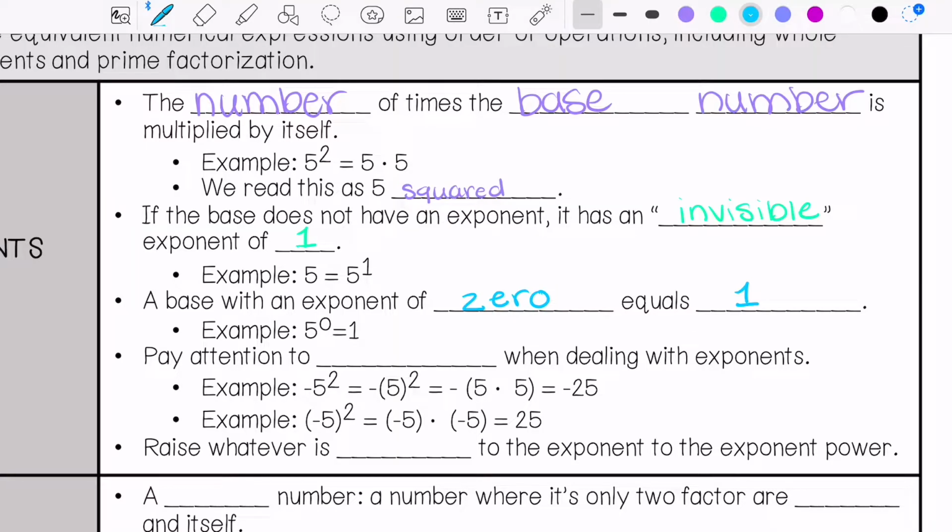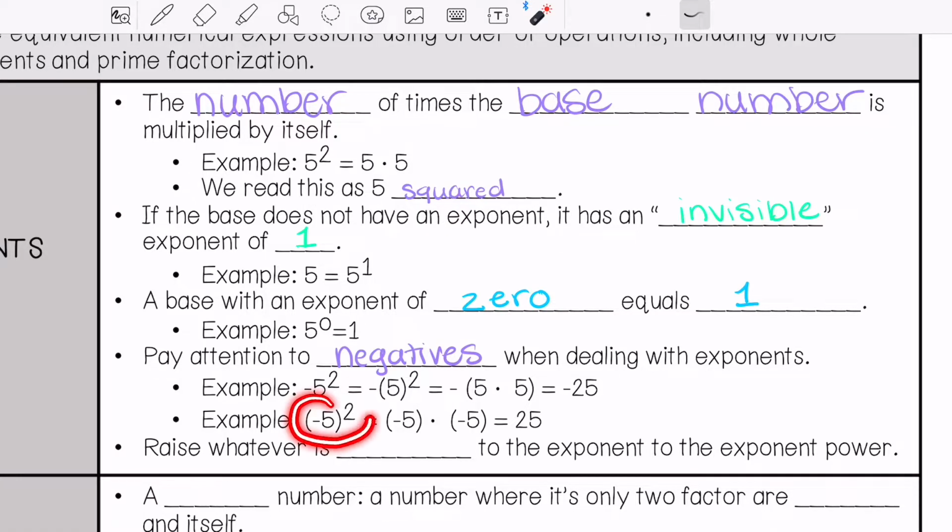Pay attention to if you have negatives when you are dealing with exponents. So, for example, if we look at negative 5 squared, that is going to be the 5 squared, and then put the negative on the outside. So, negative 5 squared is negative 25.